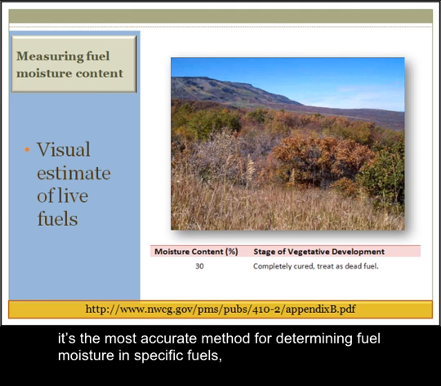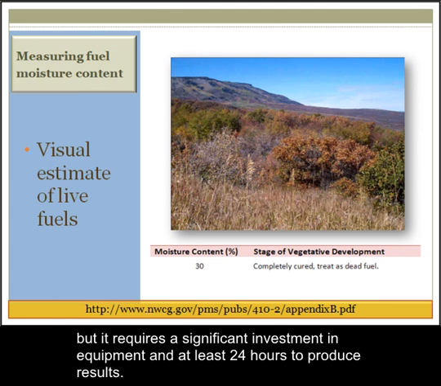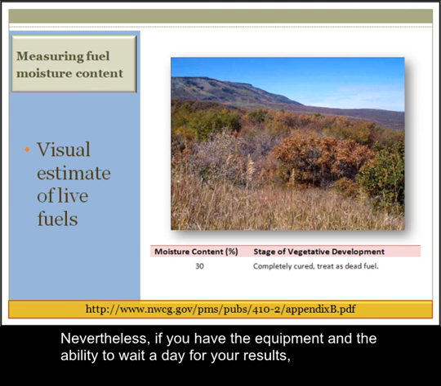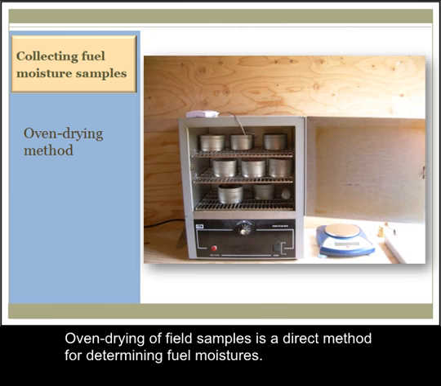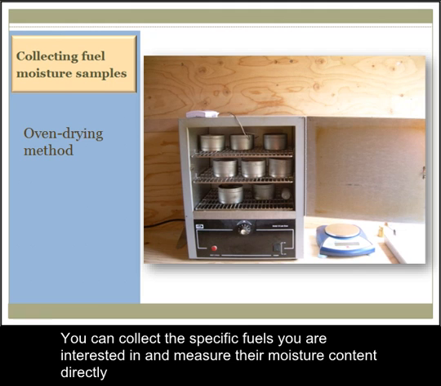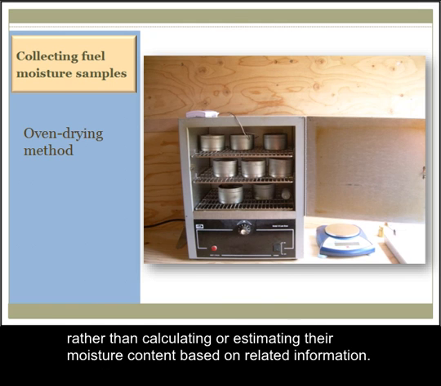It's the most accurate method for determining fuel moisture in specific fuels, but it requires a significant investment in equipment and at least 24 hours to produce results. Nevertheless, if you have the equipment and the ability to wait a day for your results, it can be significantly more accurate than any of the other methods. Oven drying of field samples is a direct method for determining fuel moistures. You can collect the specific fuels you are interested in and measure their moisture content directly, rather than calculating or estimating their moisture content based on related information.